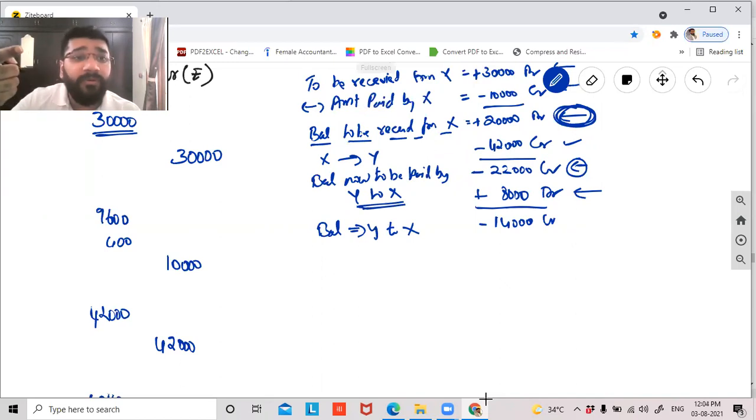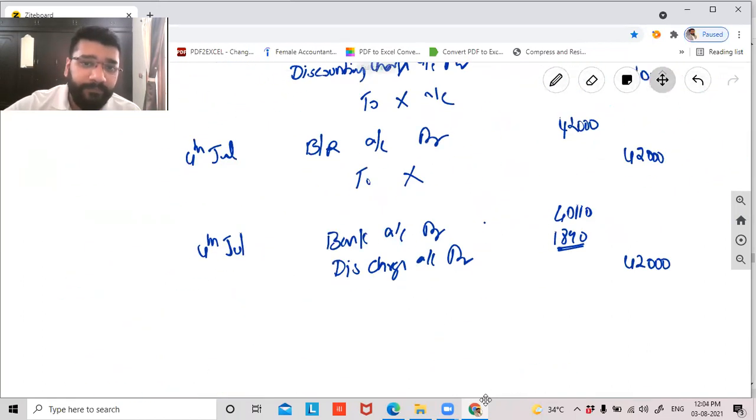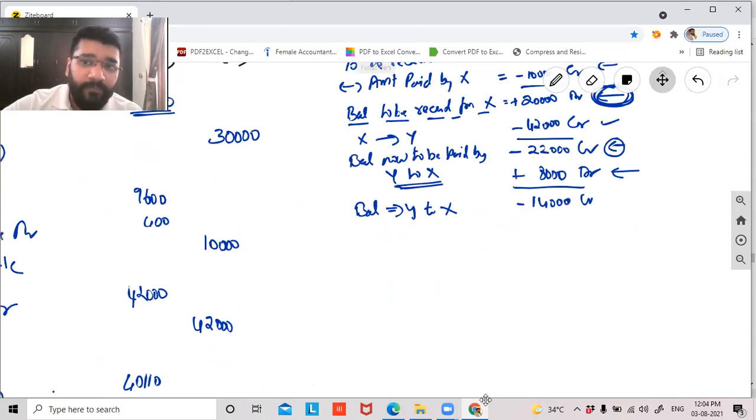6740 is in the form of cash and 1260 is discounting charges that Y has already paid to the banker. So that will be settled from X's account, no? So the total amount being settled from X's account is 8000 rupees. Any problem in this? No, sir. Now, if everything went well, what would have happened on the due date? On the due date of the second bill, Y would have paid this 14,000 to X, and X would have paid this money to the banker. Yes or no?